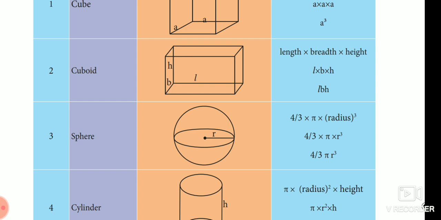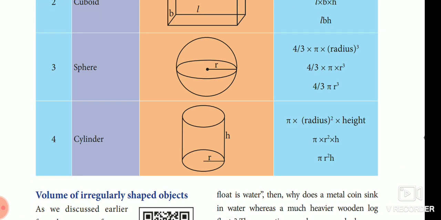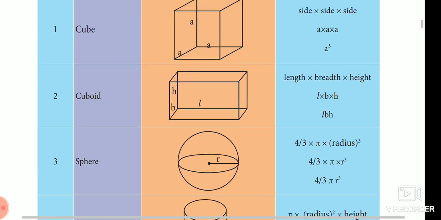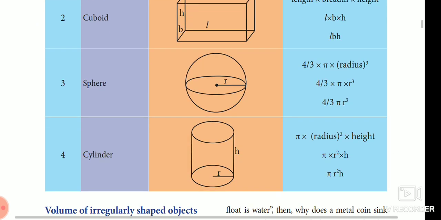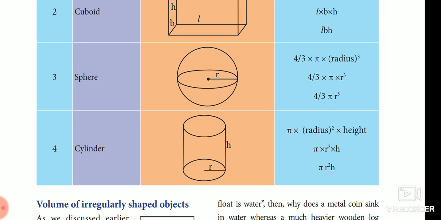Next come to sphere. This is the figure of sphere. So the volume is 4/3 into pi into radius cube. Radius first letter R. So 4/3 into pi into R cube. At last, 4/3 pi R cube.